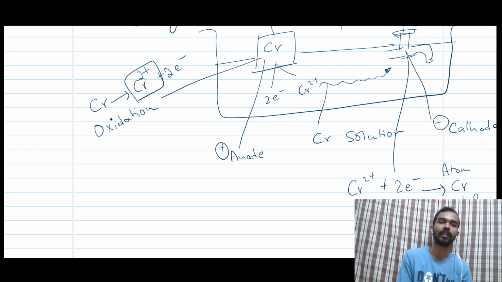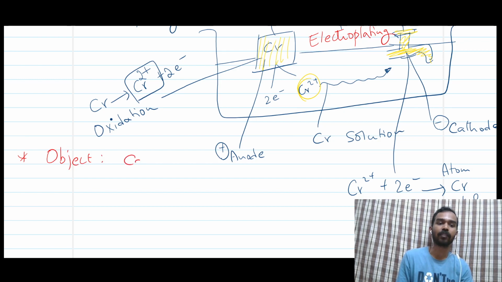Now it will get deposited. Now I use a different color. This is chromium. Now this chromium ion is going here in this solution. Then it will slowly get deposited onto this tap. In this way, you are using current to do the plating. This is called electroplating. So the take home message is: the object to be coated should be cathode, and the coating metal should be anode.